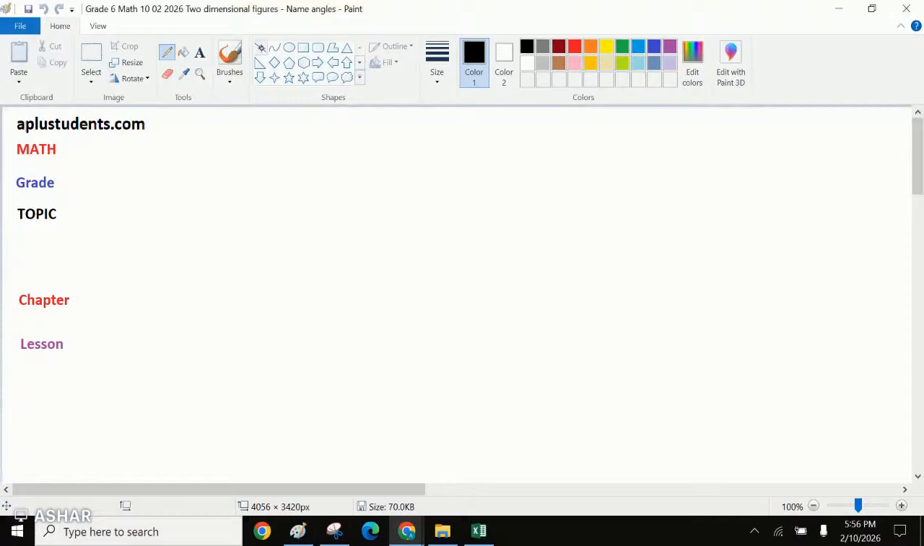The first thing you need to do is go to aplusstudents.com. You need to go to the website. Once you're on the website, you need to select math as your subject.